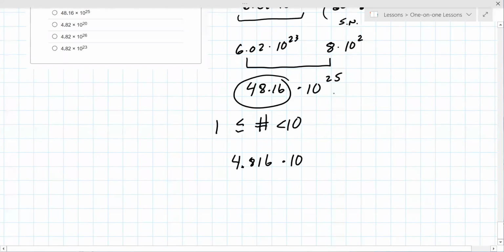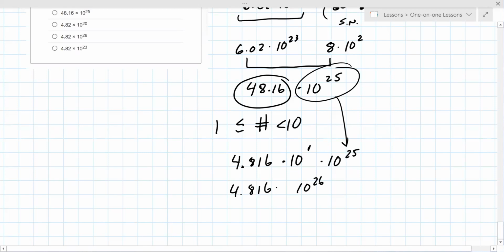25. Forget about this. That's coming down. Just this number right here. 1. Times 10 to the 25. 4.816 times 10 to the 26 power. Yes. Now, it looks like they rounded here. I don't know why they do that, but they probably borrowed this problem from a chemistry class where they were worrying about significant digits.